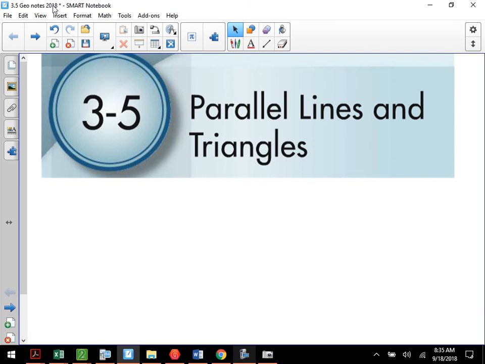Should be relatively simple. For example, one of the things that I know you guys already know about triangles is that when you start with a triangle, and if you take out the vertices, your vertices create a line.